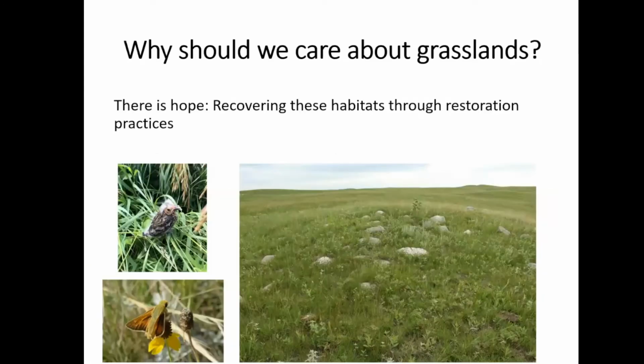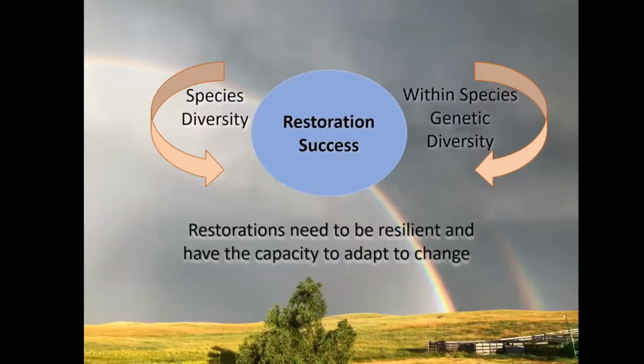So while these habitats may be declining, I do want to say that there is hope through restoration, with the priority being to recover those ecosystem services and restore connectivity across the landscape. Like I've mentioned, we know grasslands are essential habitats and they need to be conserved and restored when possible. Restoration is a huge industry, but it's not without its own unique set of challenges.